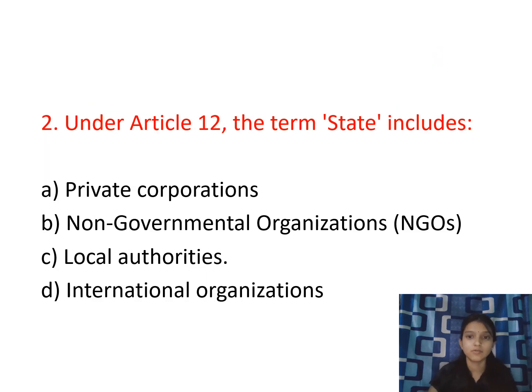So let's come to the second question. It says, under Article 12, the term state includes private corporation, non-governmental organizations, local authorities, international organizations. Again, while explaining Article 12, I have said that there are 4 requirements which need to be there in order to make some organ a state. Among the options we got, private corporation wasn't there, so it is eliminated. Non-governmental organization is also eliminated. International organization is also eliminated. So the answer here would be option C, that is local authorities.